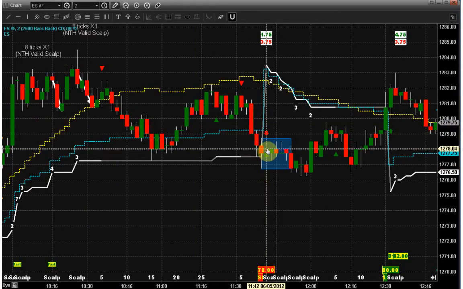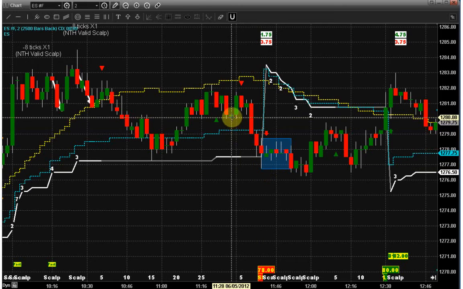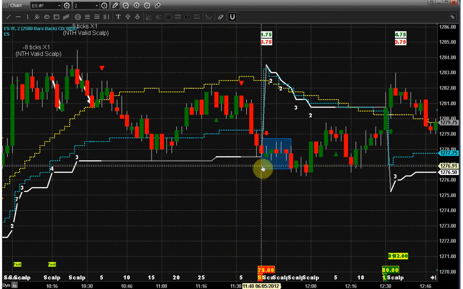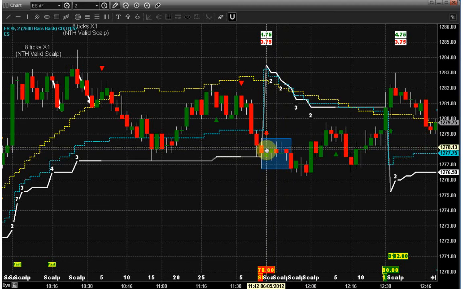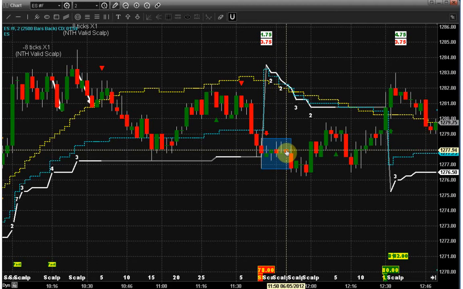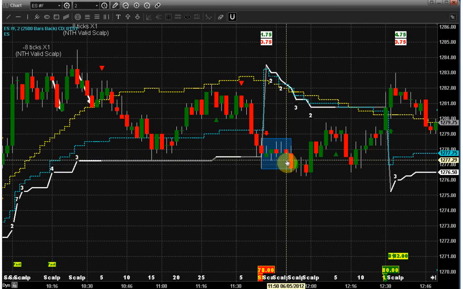We take a 2-point pullback because the movement from here to here never had a 2-point retracement or wiggle. So we take a 2-point pullback, which was from here to here, the 2 points. We take it within the first 5 periods. We don't take it further out. We keep it within the first 5 periods of the entry, so that we are part of the initial burst. If there's a burst down, it's part of the first 5 bars.